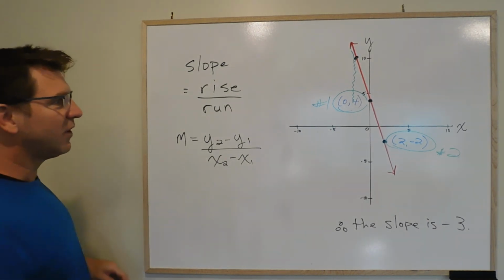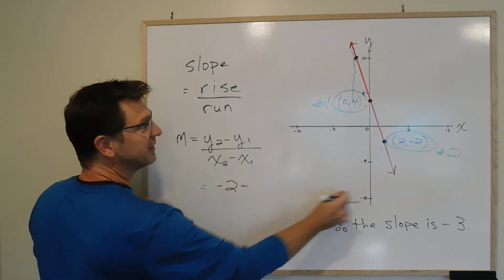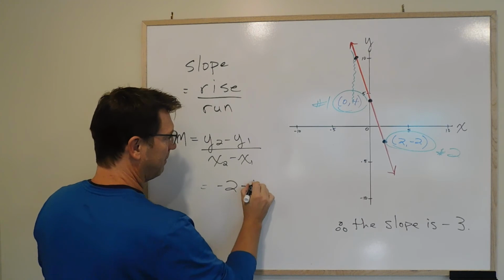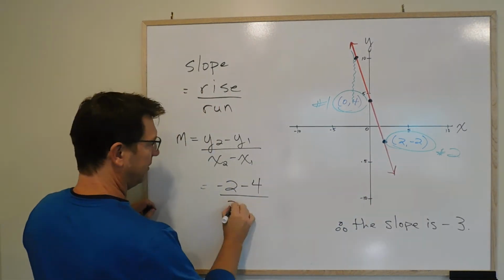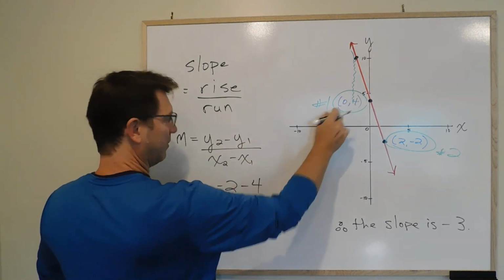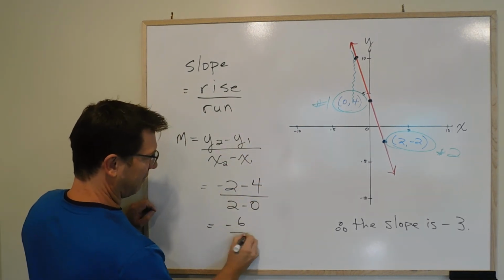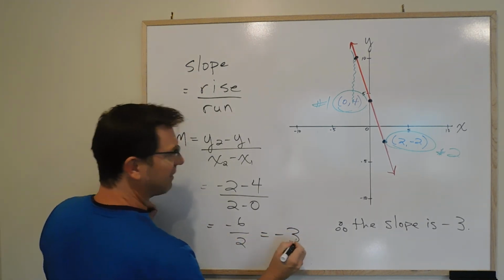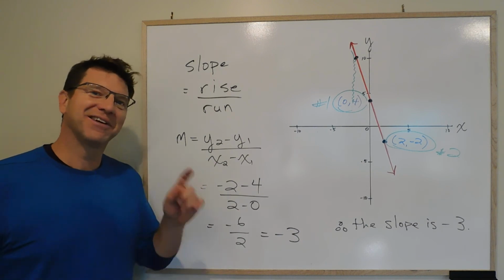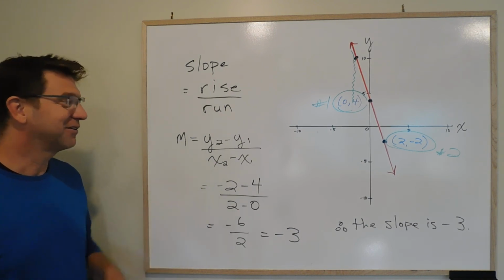Okay. So if I call that point number 2, then y in point number 2 is -2 minus y in point number 1, which is 4. X in point number 2 is 2 minus x in point number 1, which is 0. We got -6 over 2. -6 divided by 2 is still -3. Use two different points, exact same answer, because you can use any points in any order and still make this work.